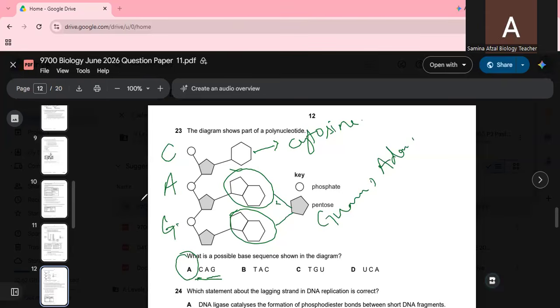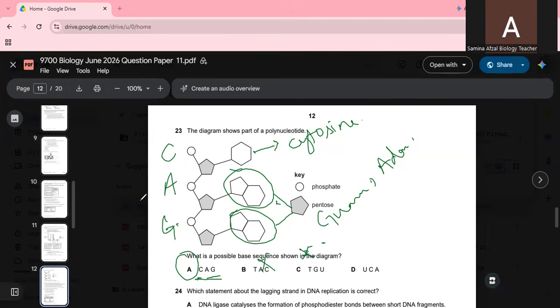In B, you can see that PAC means pyrimidine, purine, pyrimidine. This is not the correct option. And you can see there is pyrimidine, purine, and pyrimidine again. This is not the correct option.